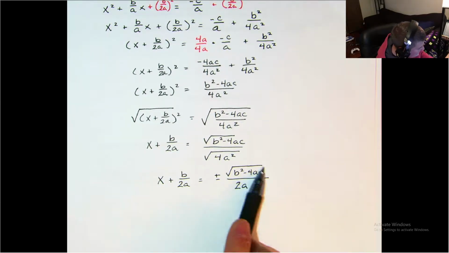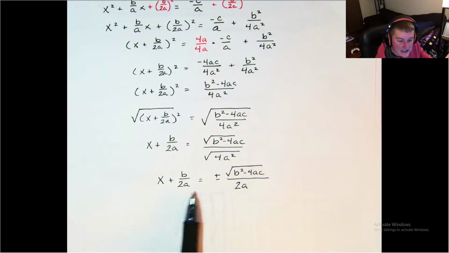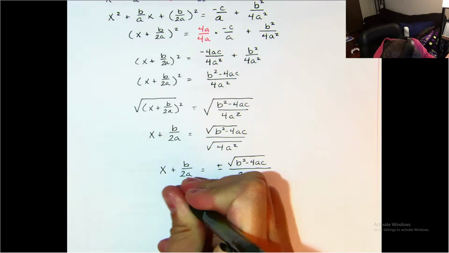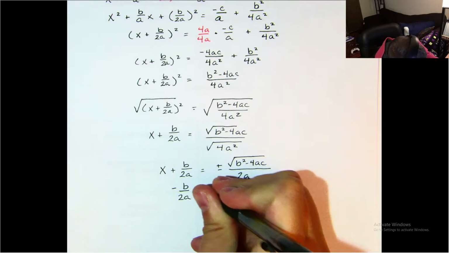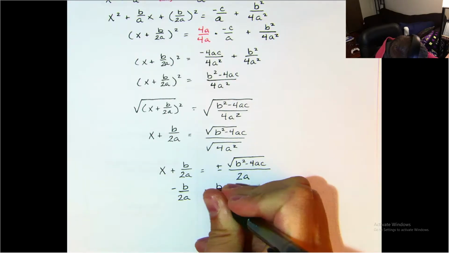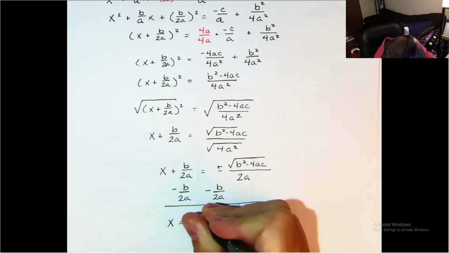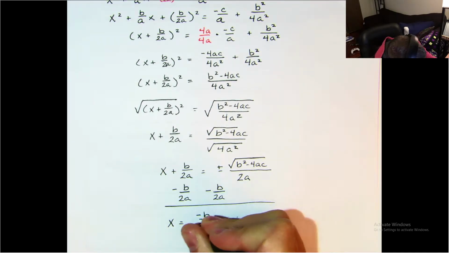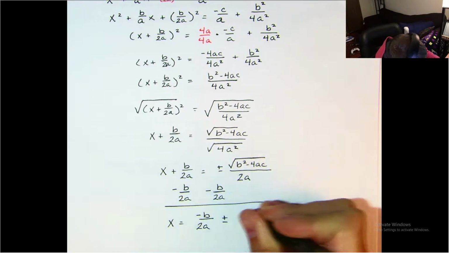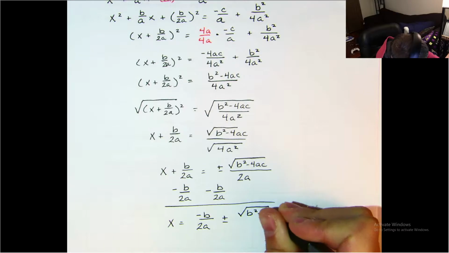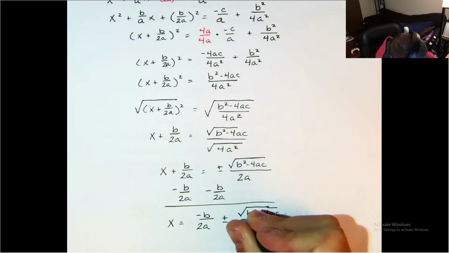So now that this is about as concise as it can get, let's go ahead and subtract this other part here. So I can go ahead and subtract b over 2a to get x is equal to negative b over 2a plus or minus the square root of b squared minus 4ac divided by 2a.